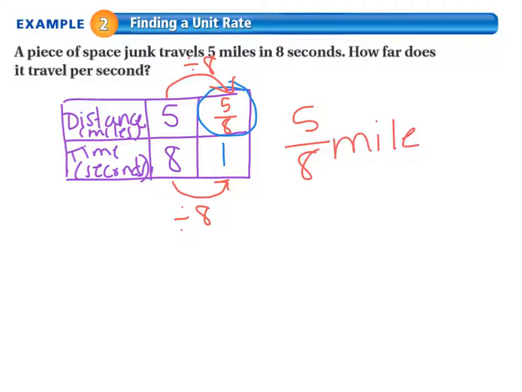Could you make that a decimal? Sure, you could. But we're asking for a unit rate, 5 miles per 1 second.